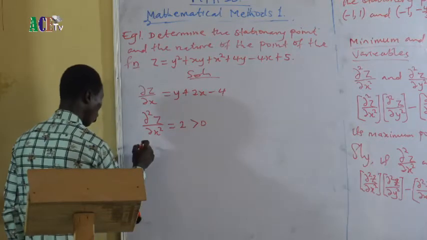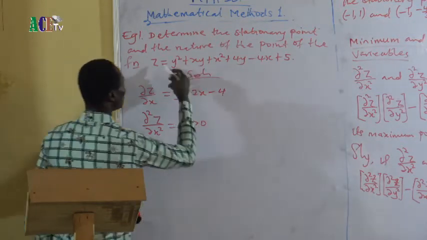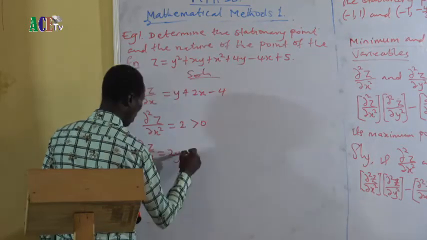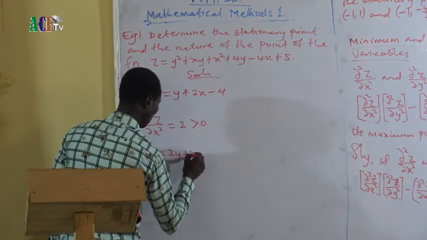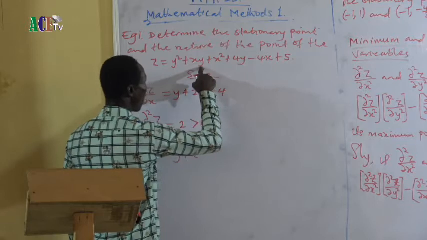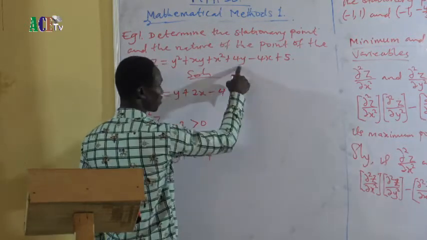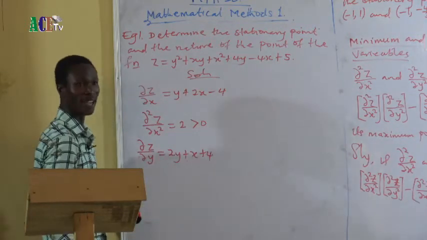Now, let us go for the second one. The partial derivative of z with respect to y. Differentiating with respect to y, here I will get 2y, plus x, since the derivative of y is 1. Here will be 0. Here I will get plus 4 with respect to y. Here will be 0 because there is no y there.